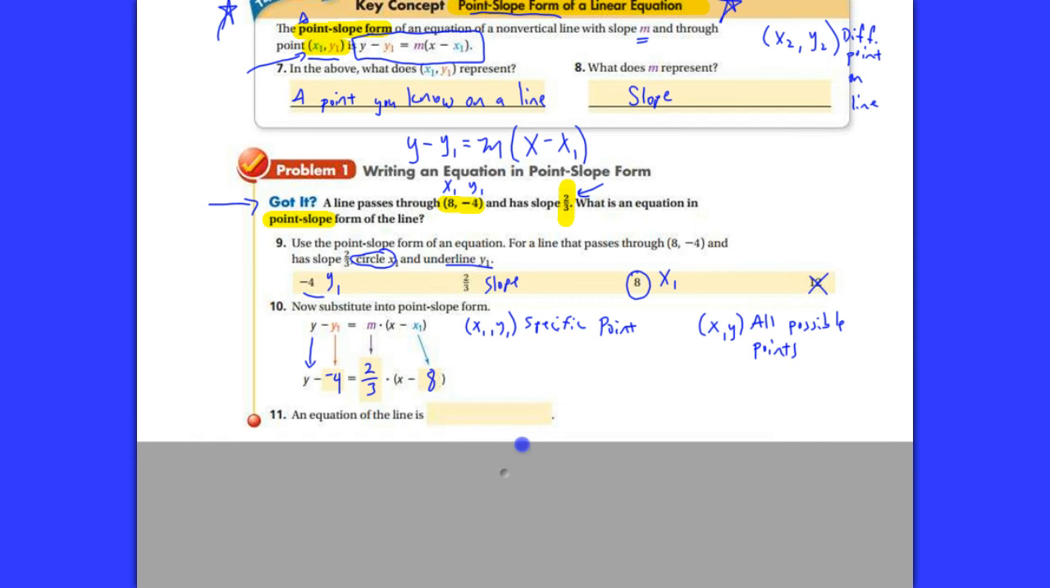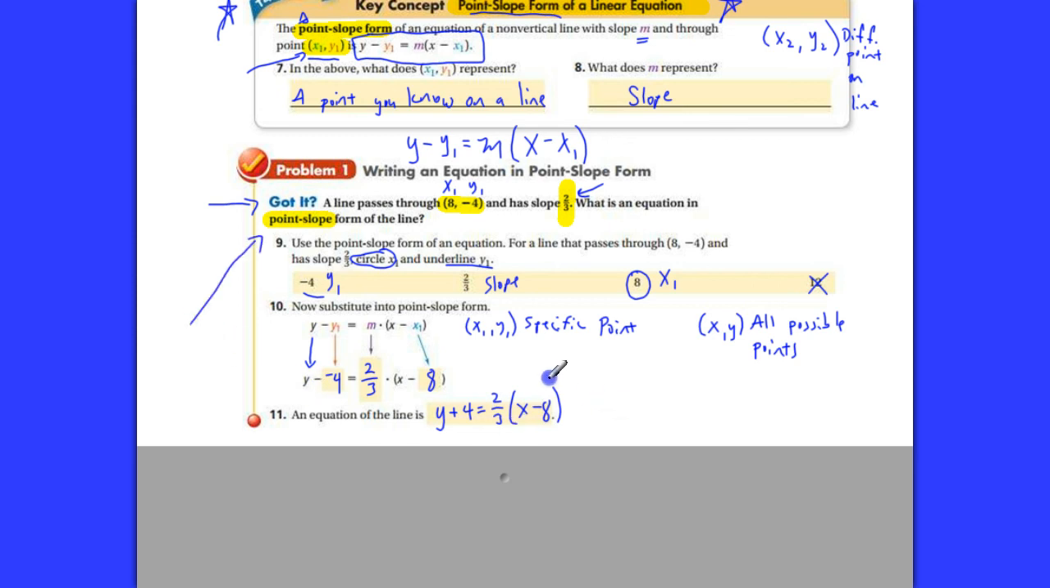So the equation for the line is y minus negative 4. Since it's minus negative 4, I would prefer to write that as plus 4 instead of having two negatives next to each other. So we say y plus 4 equals 2/3 times the quantity x minus 8. And there you have an equation of this line in point-slope form.